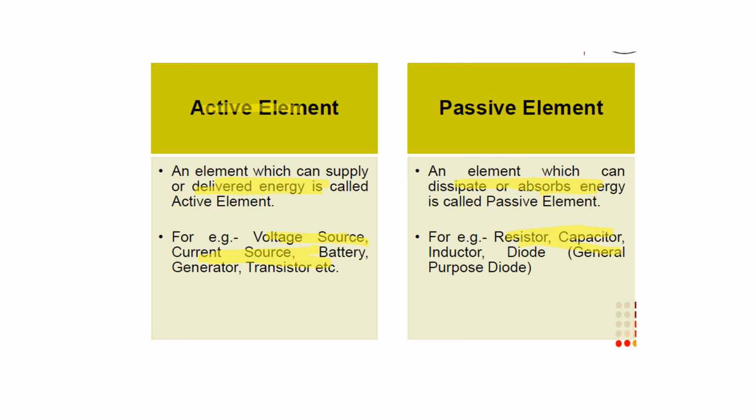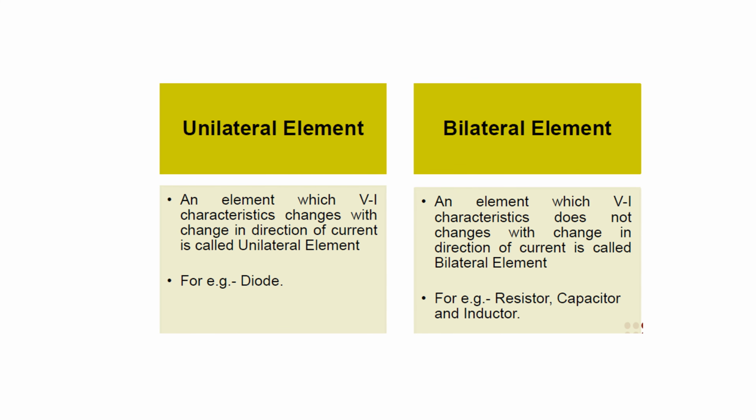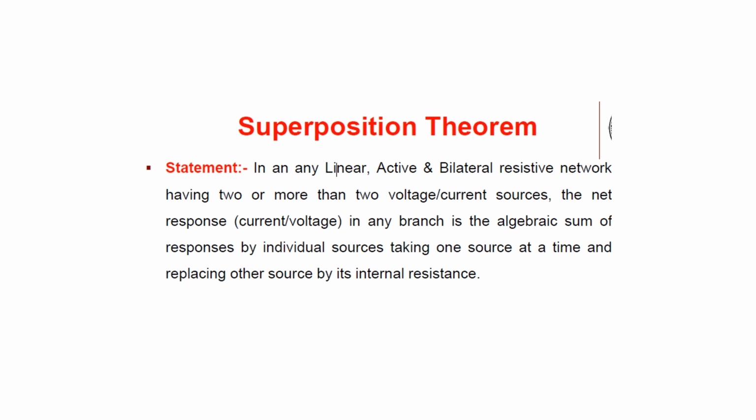You need to learn all these definitions, because these are small definitions. Unilateral elements are those whose VI characteristic changes with the direction, like a diode, and those whose characteristic does not change are called bilateral, like resistors and capacitors. They can definitely ask, is a diode unilateral? So yes or no type questions can be there. And for the principle of superposition, definitely go through it. Whatever things are written down, note them down and learn them by heart.